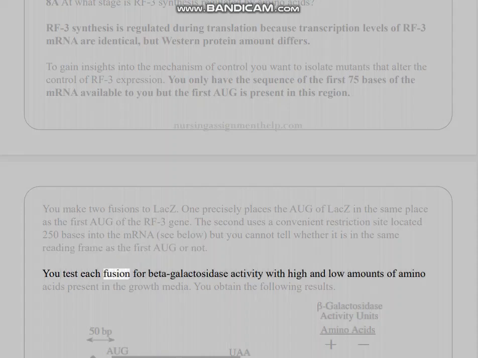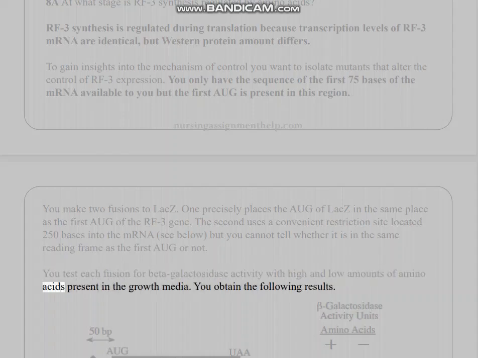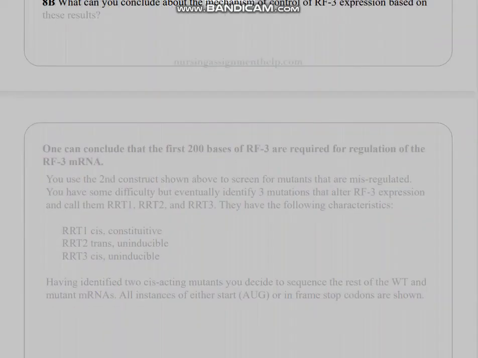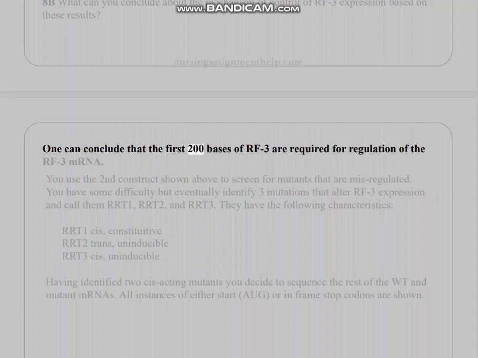You test each fusion for beta-galactosidase activity with high and low amounts of amino acids present in the growth media. You obtain the following results. 8b. What can you conclude about the mechanism of control of RF3 expression based on these results? One can conclude that the first 200 bases of RF3 are required for regulation of the RF3 mRNA.